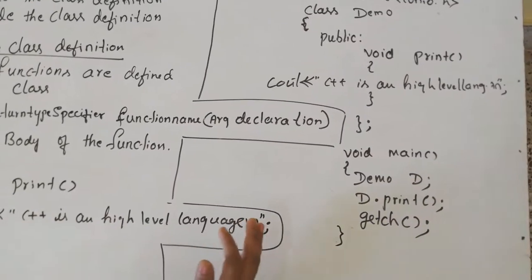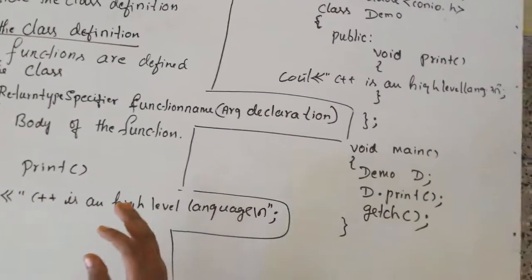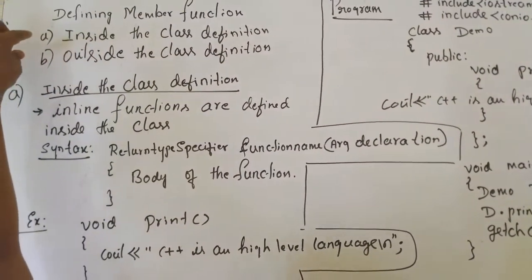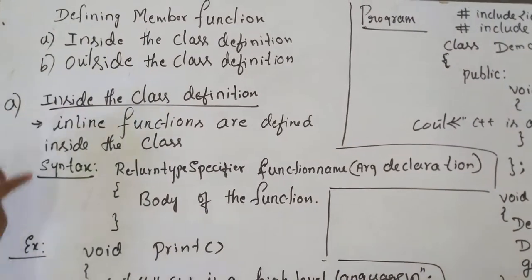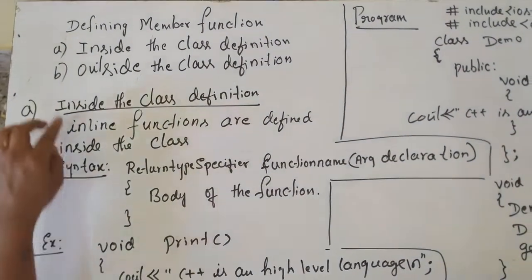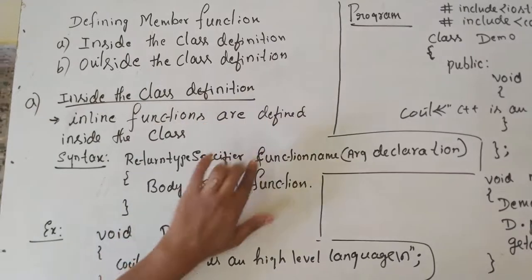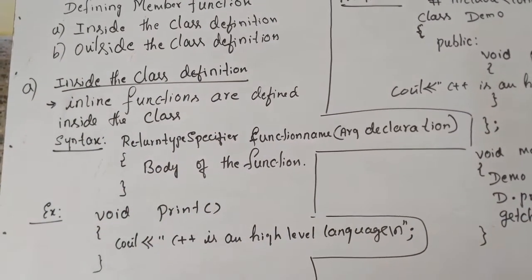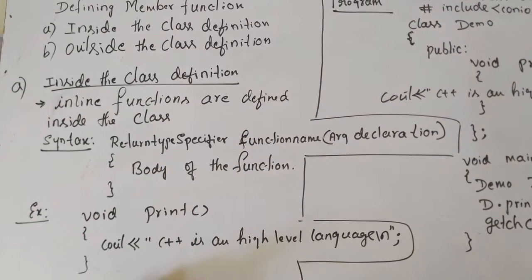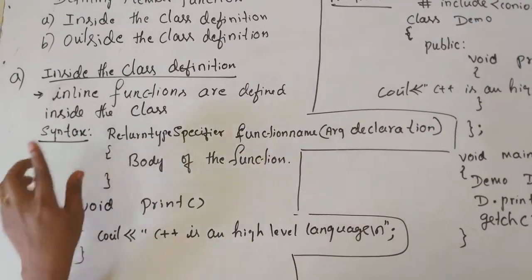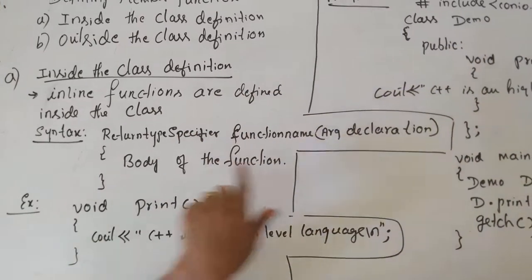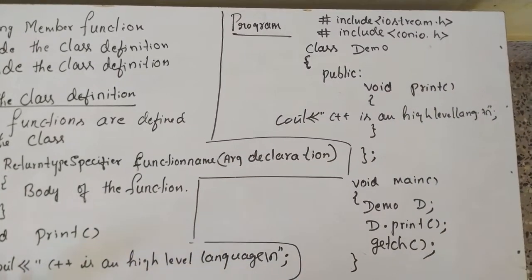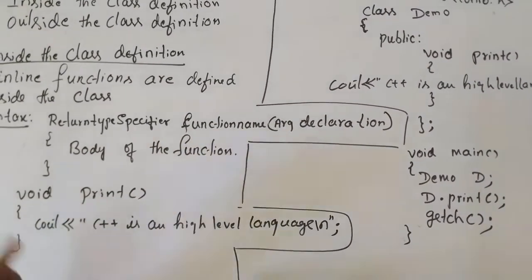If they ask you to explain defining member functions inside the class definition and outside the class, in the same question, if they ask you to explain both, this is enough. Don't write a program. For inside the class definition, explain what kind of functions you define inside the class, and the syntax and example. Then later you explain outside the class definition. If they ask only about inside the class definition, you must write this program also, along with the syntax, example and program. Understood? Now, what is an inline function?